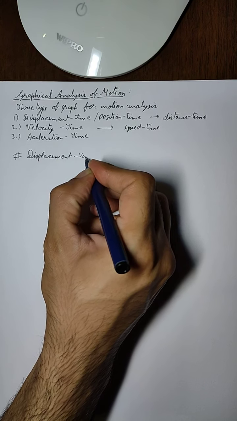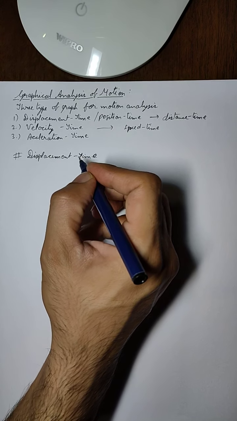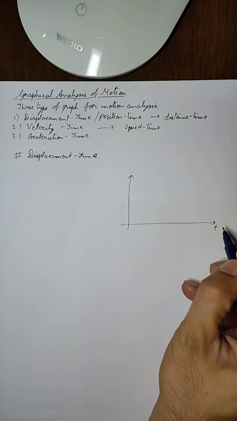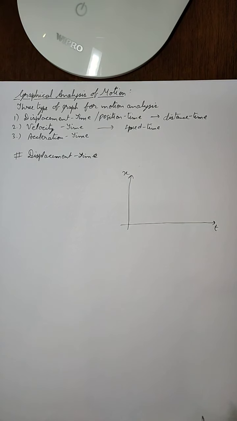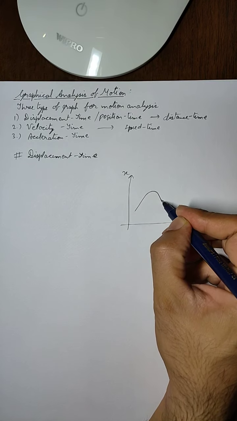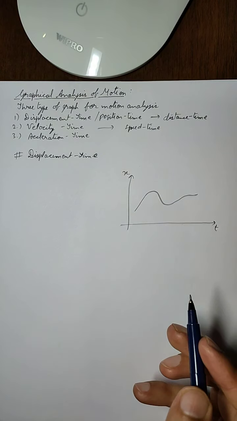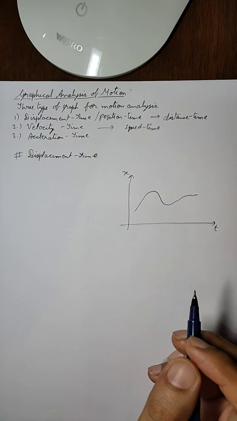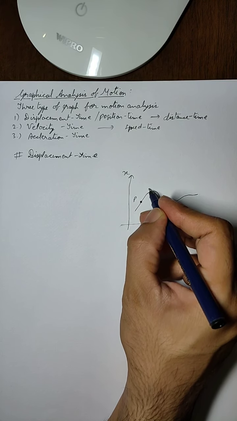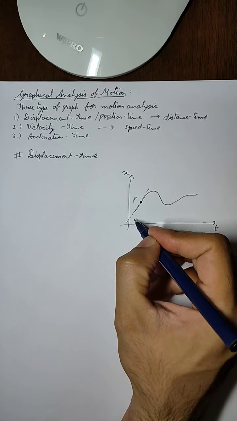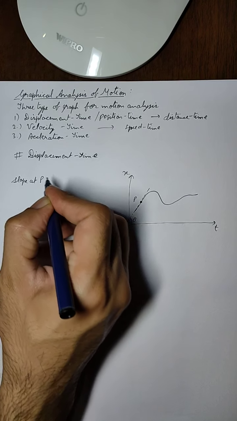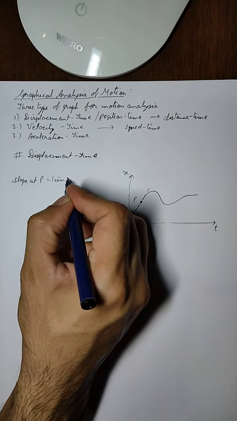Now, as you can see from the name, displacement time will be the graph between displacement or position and time. So if this is the time axis, and let's say that this is the displacement or position axis, and let us take a random graph. Let us say that this is the graph, whatever particle is moving, the graph of that motion is like this. Now we can see that if we choose a point P here and draw a tangent, we'll get a slope, and this is making a theta. So we can write that slope at point P is equal to tan theta.